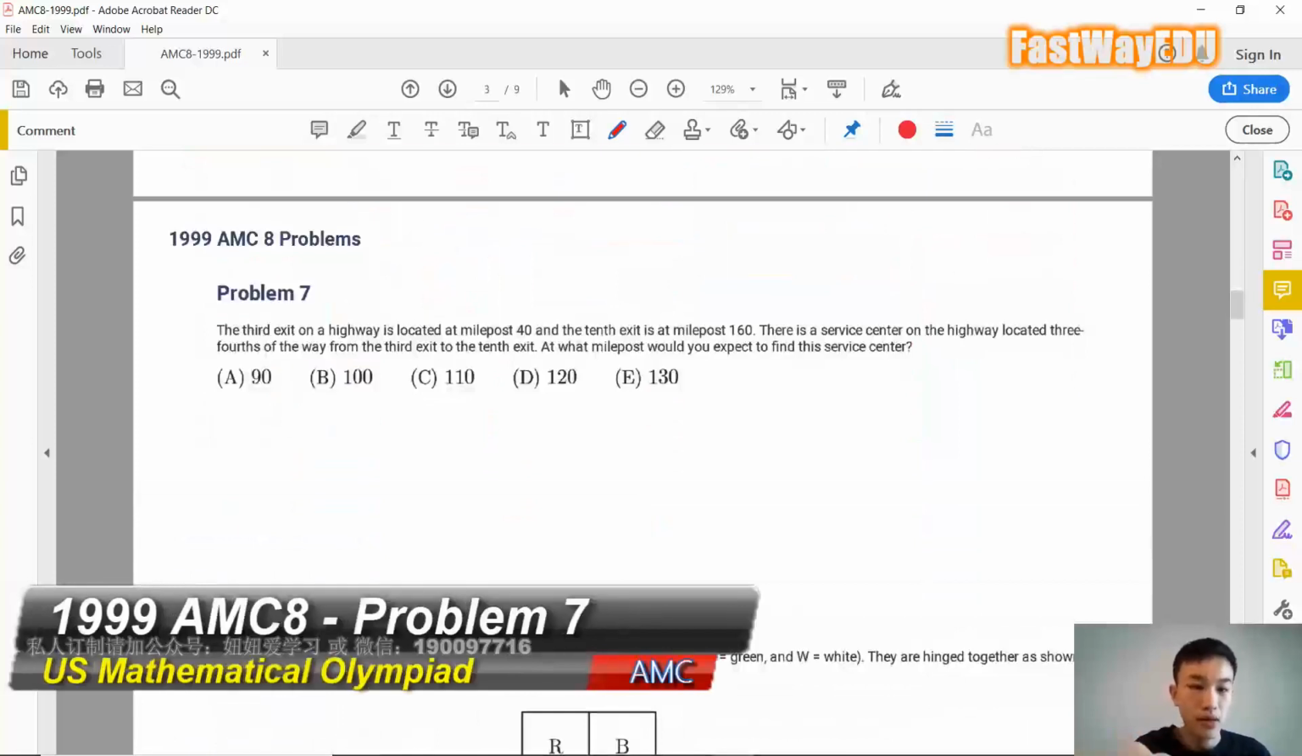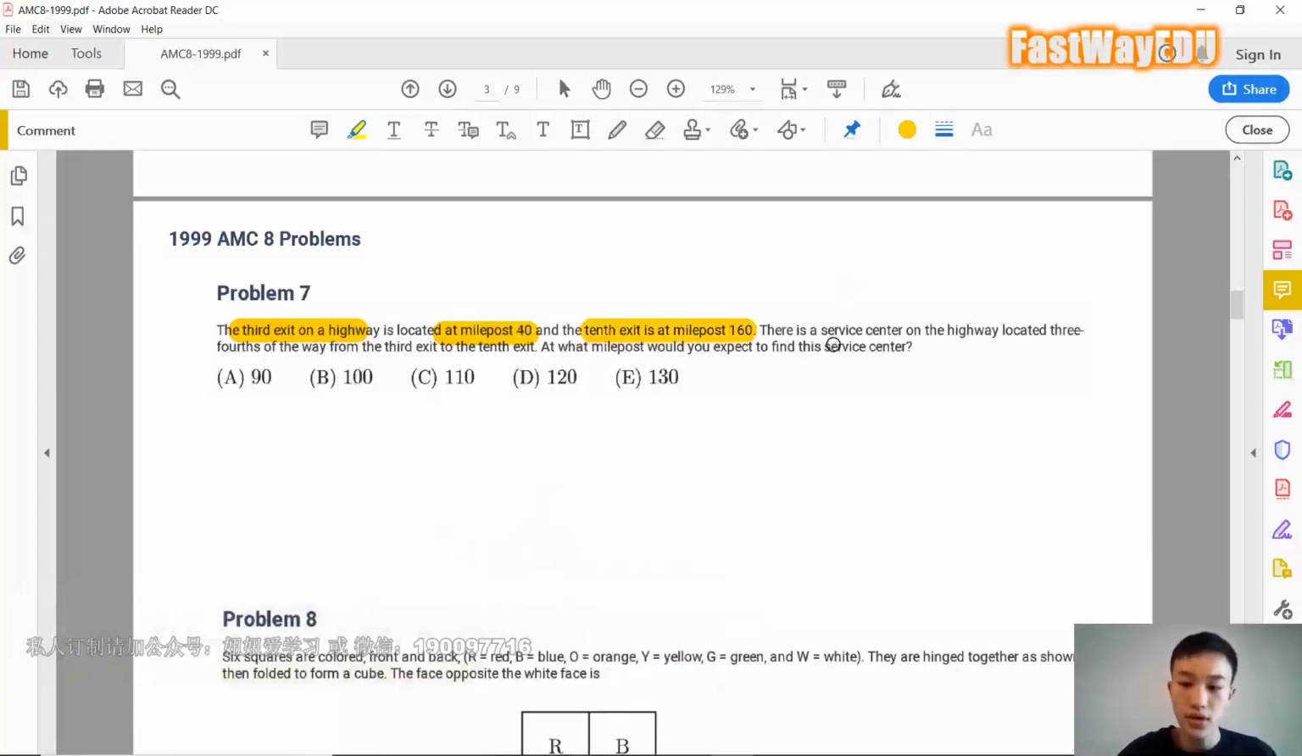Problem 7. The third exit on a highway is located at milepost 40, and the 10th exit is at milepost 160. Now, there is a service center on the highway located 3/4 of the way from the third exit to the 10th exit. So, at what milepost would you expect to find this service center?